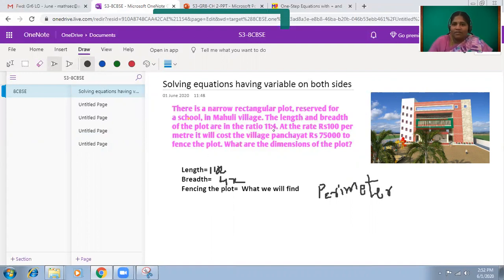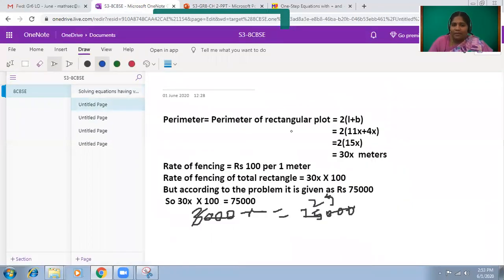So already we have the 11 is to 4 ratio. So what can we take for length? It is 11x. And what is the breadth? It is 4x. So fencing the plot, what will we find? Yes, we will find the perimeter. So now the perimeter of the rectangular plot is 2 into (L plus B). After substituting 11x and 4x, we got 30x meters.